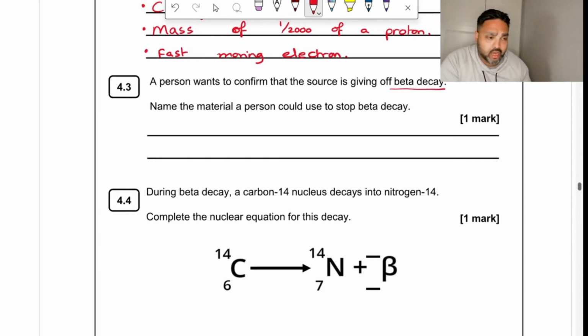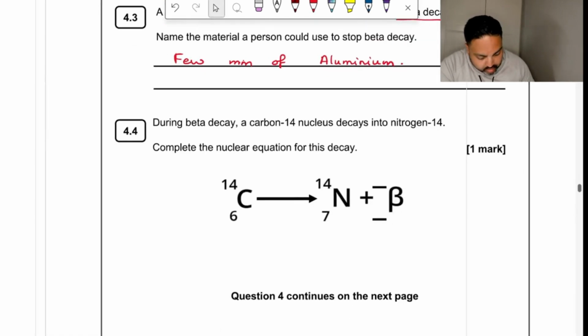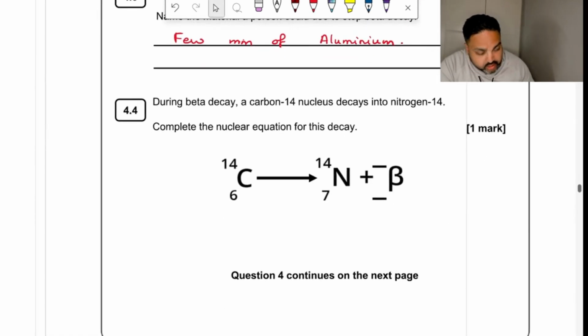Good, well done. Right, a person wants to confirm that the source is giving off beta decay. Remind me in the chat, how do I stop beta decay? Good, well done Isabella, well done Rayan. It's going to be a few millimeters of aluminium.